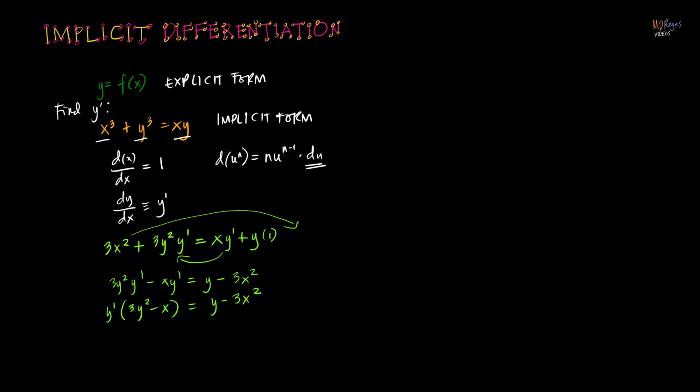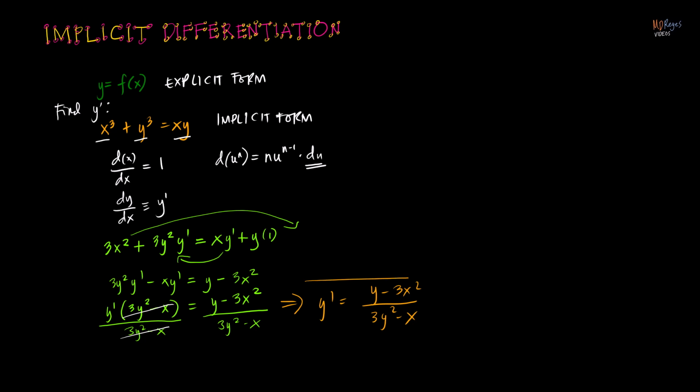Now to solve for y prime, we have to divide both sides of the equation by the expression inside the grouping symbol, and that is 3y squared minus x. On the right side also, we divide by 3y squared minus x. So on the left side, we cancel this out, and now we have the final answer. That's y prime equals y minus 3x squared over 3y squared minus x. Now this is the derivative of the function, and this process is called implicit differentiation.